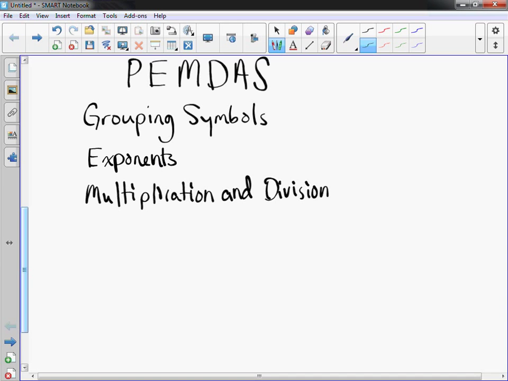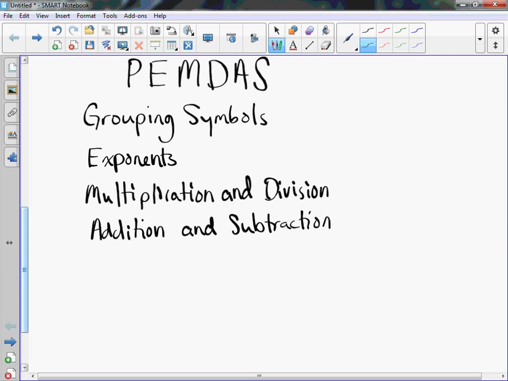And the last two are addition and subtraction. And the same rule applies with those. If it's in a linear situation, you would do addition and subtraction in whichever order they come, from left to right. Okay? All right, let's go through a couple examples of how to use this as an evaluation tool.